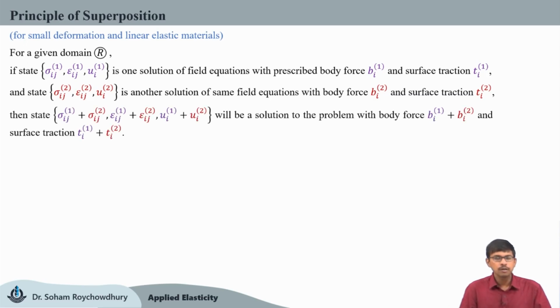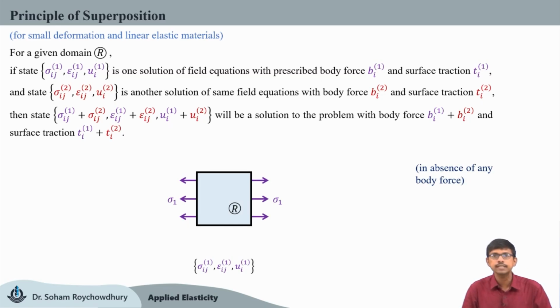Now, the principle of superposition states that if you sum up these two solutions, so sigma ij1 plus sigma ij2 is the resultant stress, epsilon ij1 plus epsilon ij2 is the resultant strain, and ui1 plus ui2 is the total displacement, then the summation of these two individual solutions would be another solution of the problem if the combined body force Bi1 plus Bi2 and combined surface traction Ti1 plus Ti2 are acting on the same continuum. So, let us try to explain that with the help of one example.